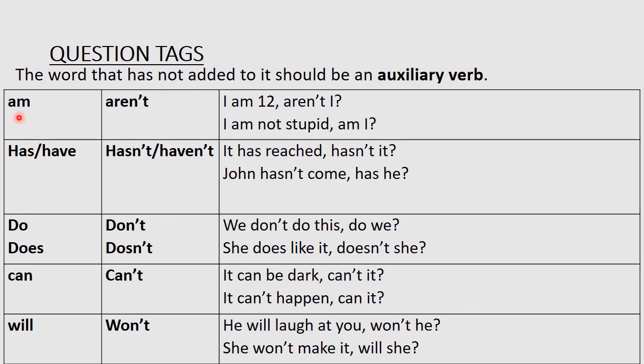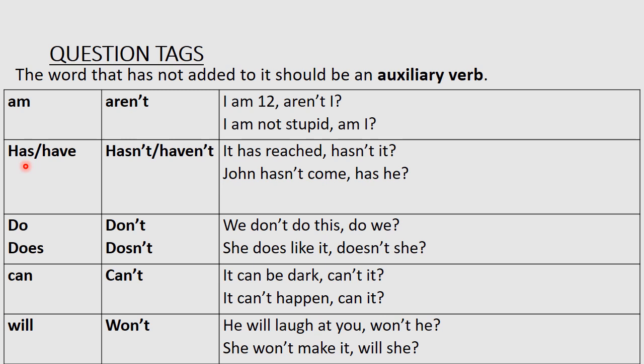So we start with am. I am 12. This is positive because it doesn't have not. So we have to add not. But the rule is am changes to aren't. I am 12, am I? The opposite, I'm not stupid, am I? So I am not stupid, am I? If they have used I'm or I aren't stupid, you have to add am I.